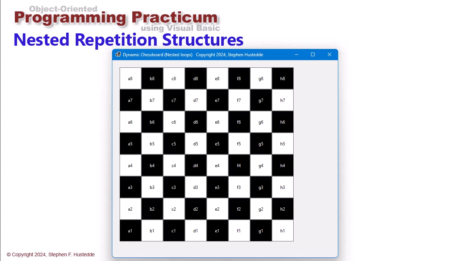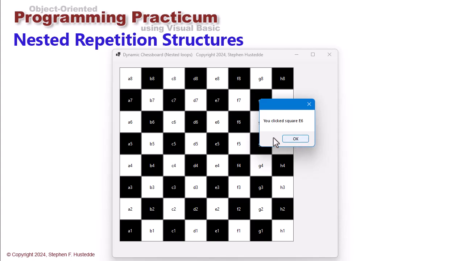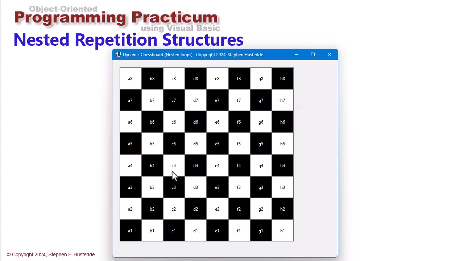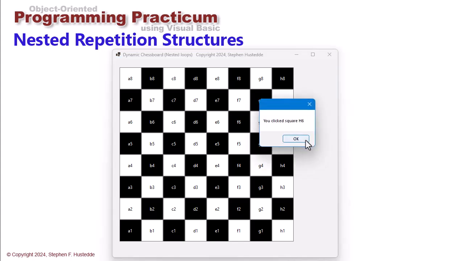Now I can create this by creating one label and then copying and pasting and moving it and creating the other 63. And I have to change the text of each label and change the name of each label and change the back color of labels and maybe the fore color of labels. And that can be a fairly time-consuming process. I also want it so that when the user clicks on a label, it shows them which square they clicked. So you clicked square E6. On this one, you clicked square F3. Here is A4 and H6.